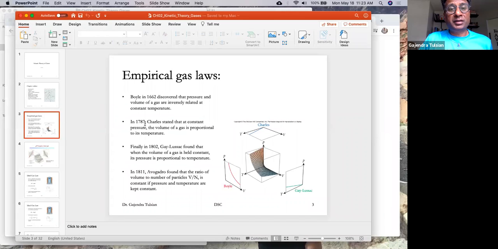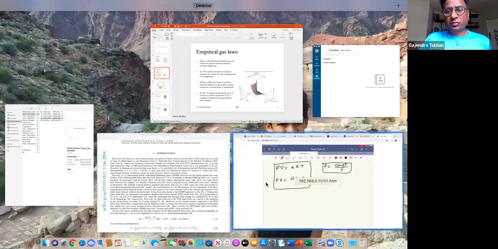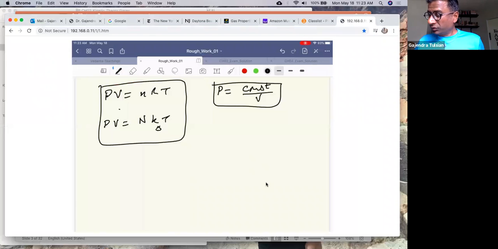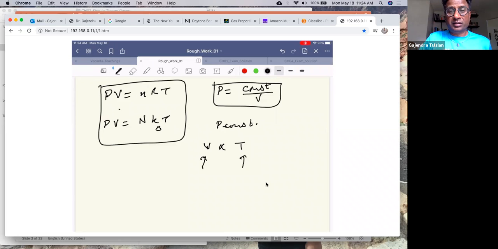Then almost 100 years later, Mr. Charles found that at constant pressure, the volume of a gas is proportional to its temperature. So if P is constant, then volume is proportional to temperature. That means if you double the temperature, the volume doubles. And that took another 100 years.